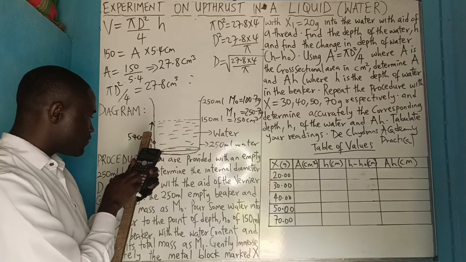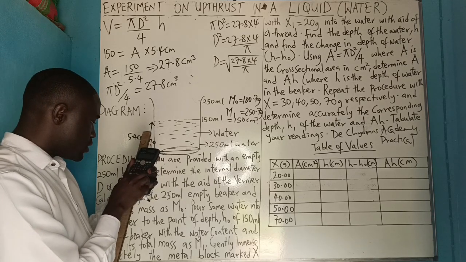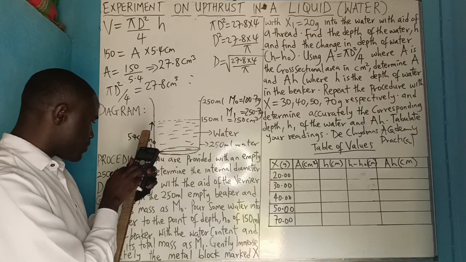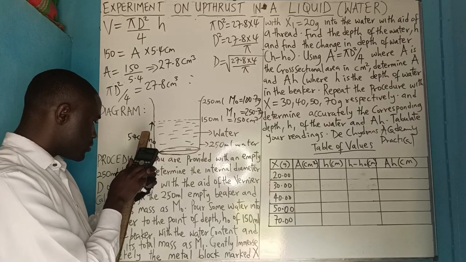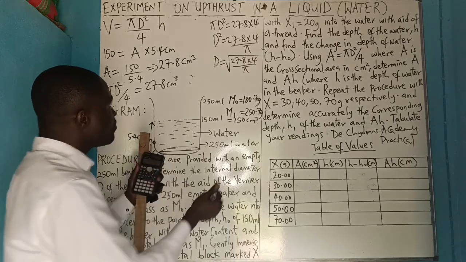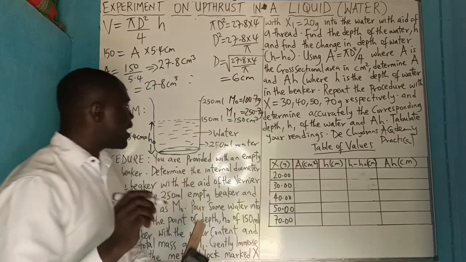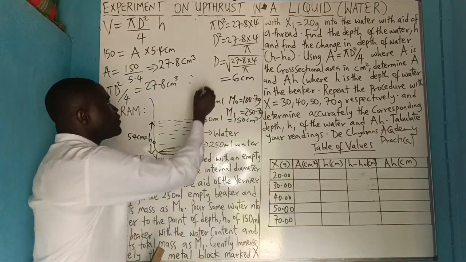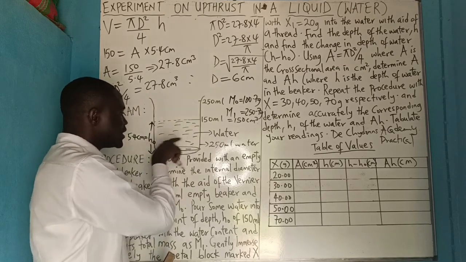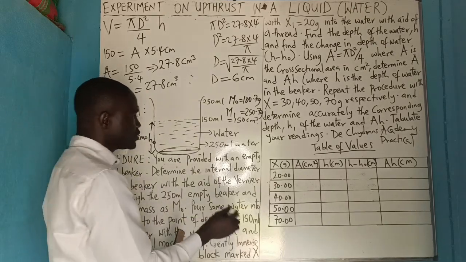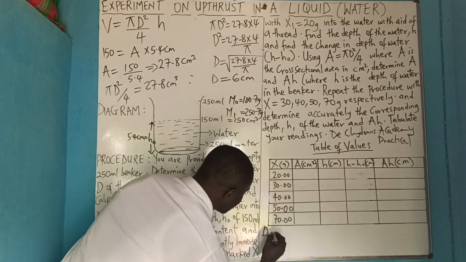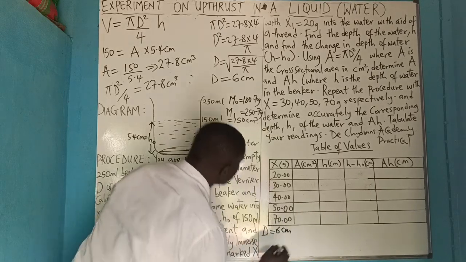Okay. So that means what we'll be writing there is square root bracket 27.8 times 4 divided by bracket pi. That will be giving you approximately 6 cm. So that means the diameter of the beaker is 6 cm. So we also note it. We say the diameter is 6 cm.